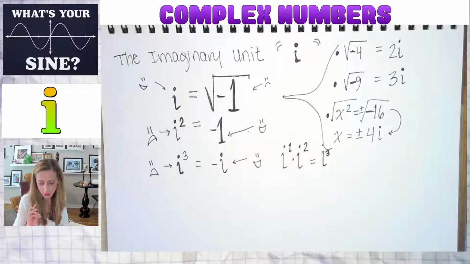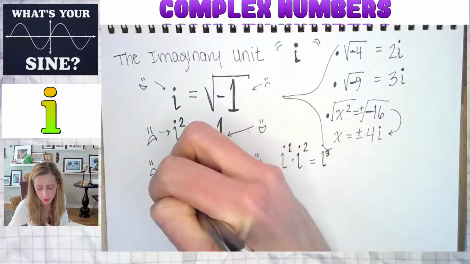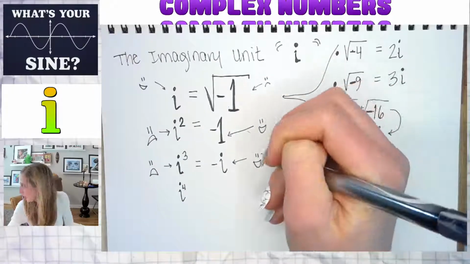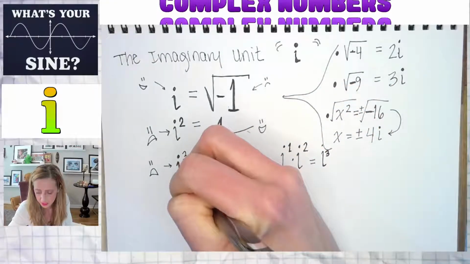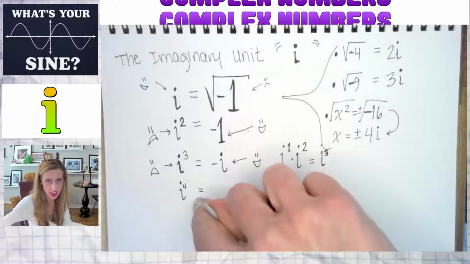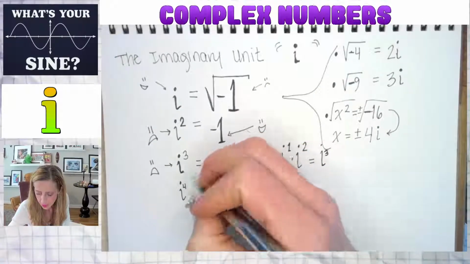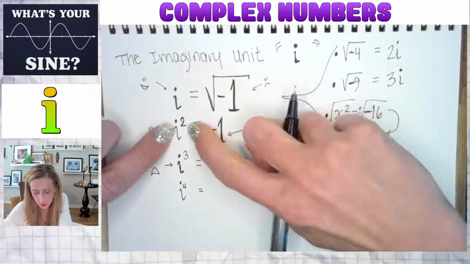Next one is i to the fourth. Now I said that the pattern had 4 things in it, so after i to the fourth, just going to be straight up with you, they start repeating. i to the fifth will be the same as this, 6th, 7th, 8th, 9th, 10th, 11th, 12th, and so on and so forth. i to the fourth, well, that's the same as i squared.